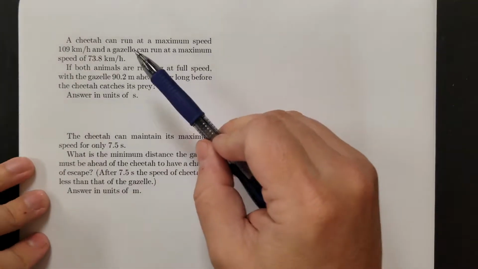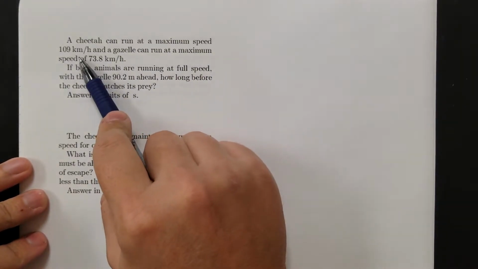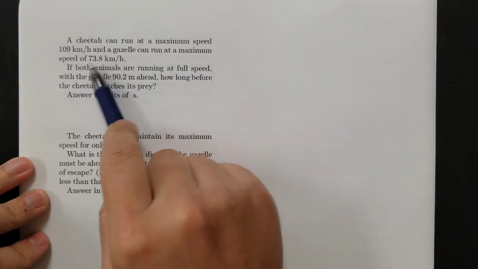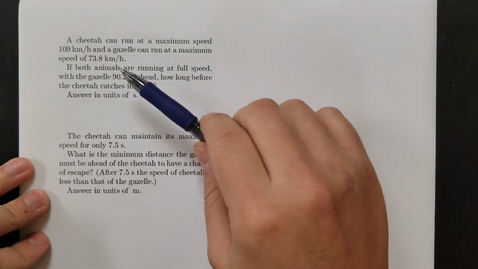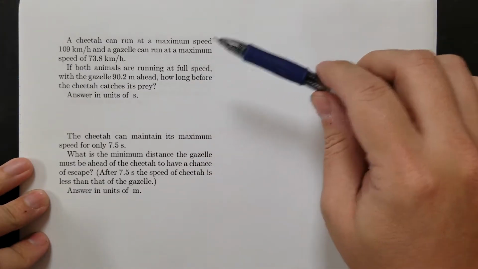All right, this problem says a cheetah can run at a maximum speed of 109 kilometers an hour, and a gazelle can run at a maximum speed of 78.3 kilometers an hour. Both are running full speed, gazelle 90.2 meters ahead. How long before it catches its prey?